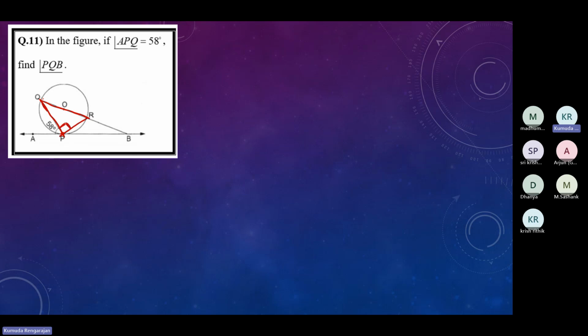So this is the angle in a semicircle, a right angle. This should be the diameter, and the ends of the diameter are joined to the point P on the circumference. That's how we identify angle in a semicircle. So this is 90, and this one is 58 by the alternate segment theorem. So you can find this using the angle sum property.